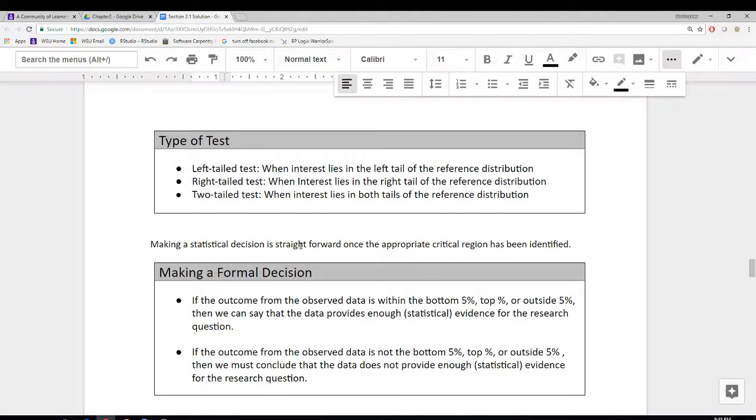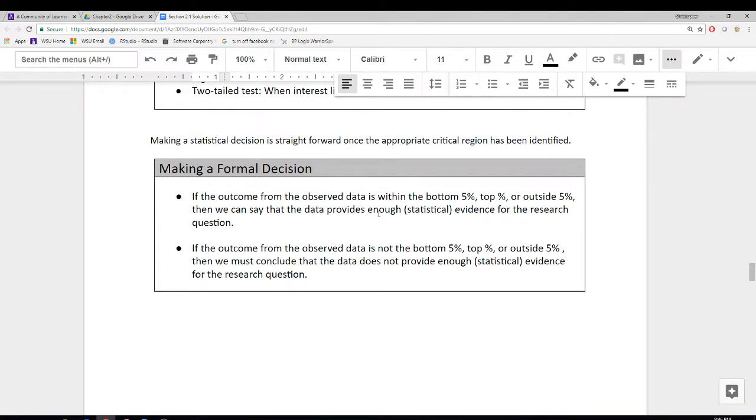What do we mean by a left-tailed test or a left-tailed analysis? A left-tailed test simply means that interest lies in the left edge of the reference distribution. Likewise, a right-tailed test is when interest lies in the right edge of the distribution. And two-tailed simply indicates that we care about both tails of the distribution, either being too high or too low. So the gender discrimination example is an example of a left-tailed test. The staring example is an example of a right-tailed test. And the ear infection example is an example of a two-tailed test.